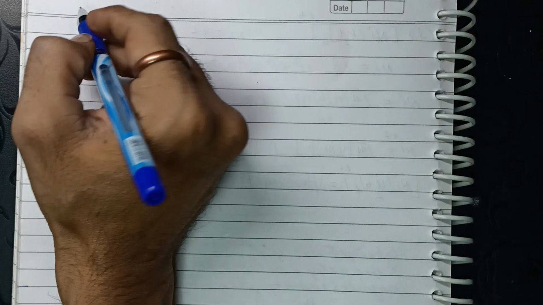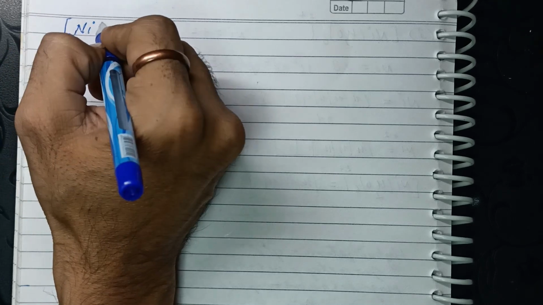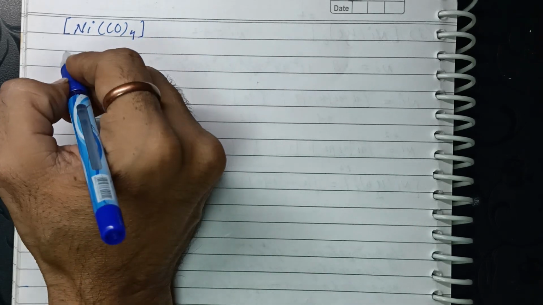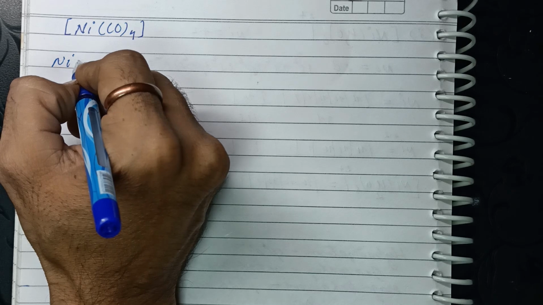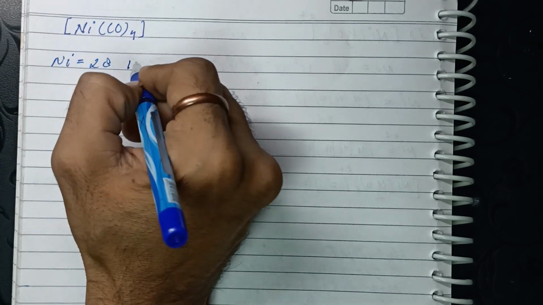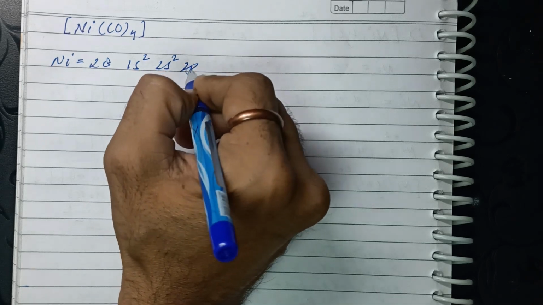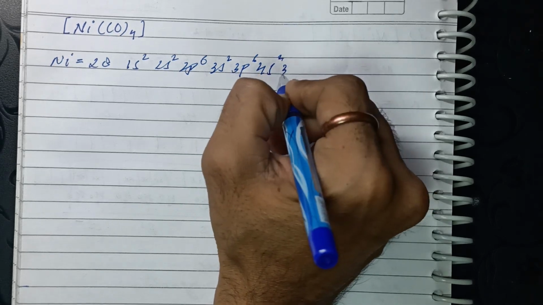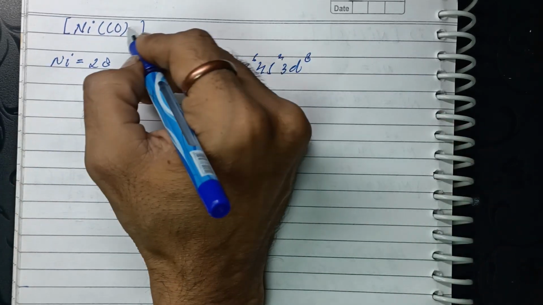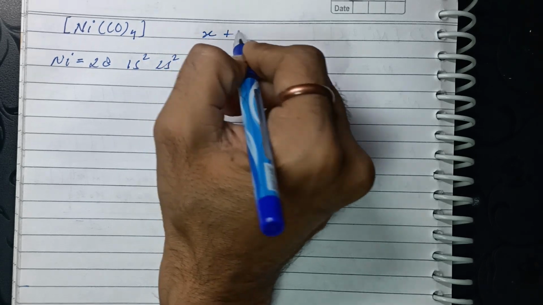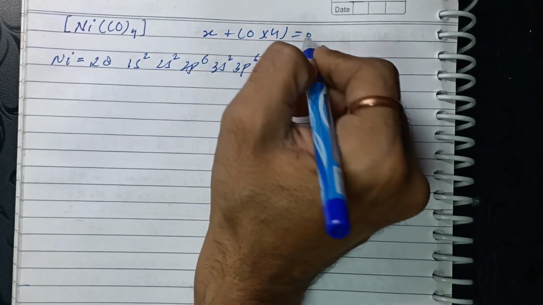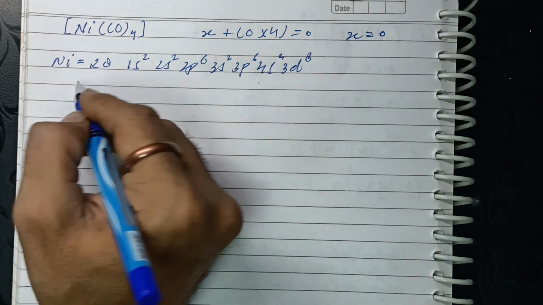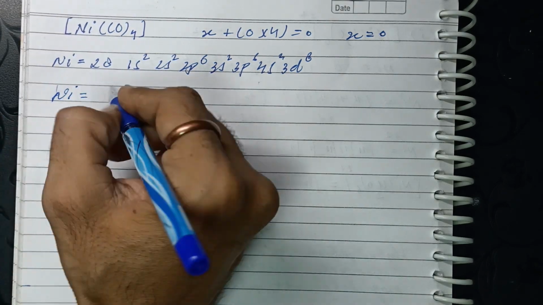Taking one more example, Ni(CO)4. Carbonyl is a strong ligand. Nickel 28: 1s2, 2s2, 2p6, 3s2, 3p6, 4s2, 3d8. Oxidation state of nickel: x plus 0 into 4 is equal to 0. x comes out to be 0. Nickel has 0 oxidation state.